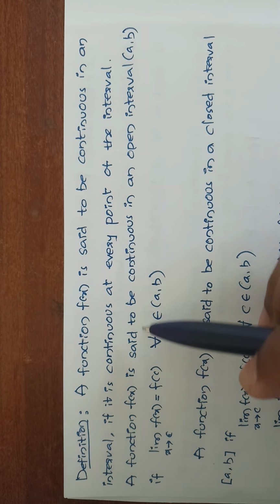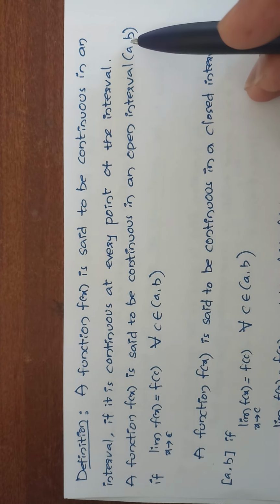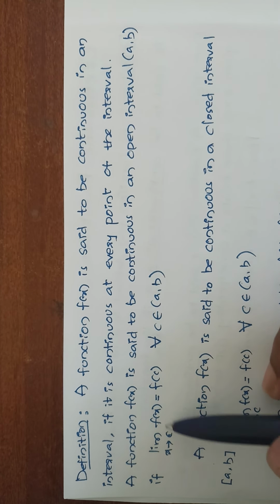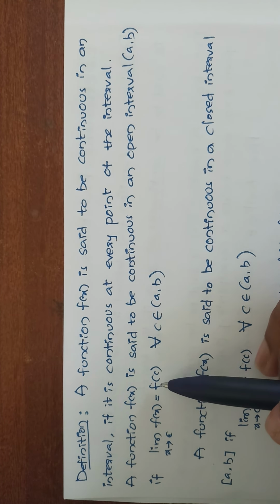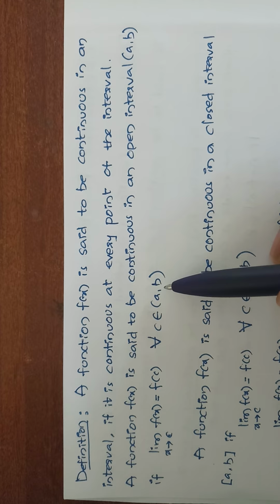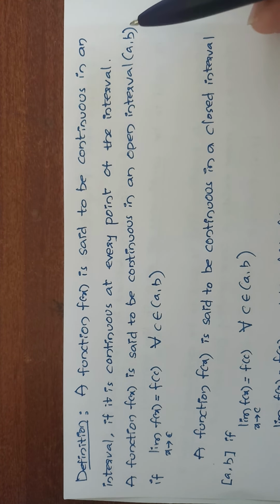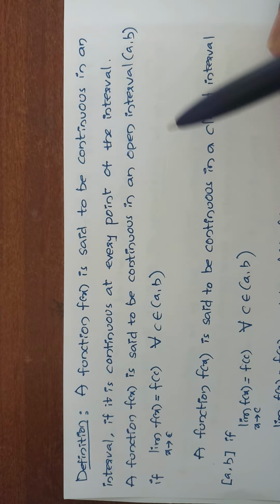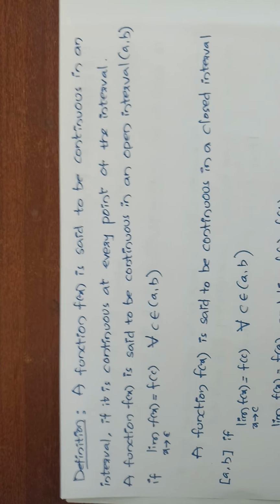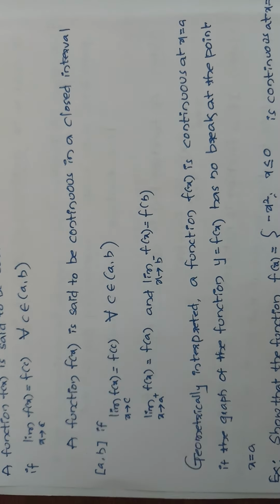A function f of x is said to be continuous in an open interval (a, b) if the limit as x tends to c of f of x is equal to f of c for all c belonging to (a, b). So it means that in that open interval the function should be continuous at every point. Okay, so then that becomes continuous at that point.